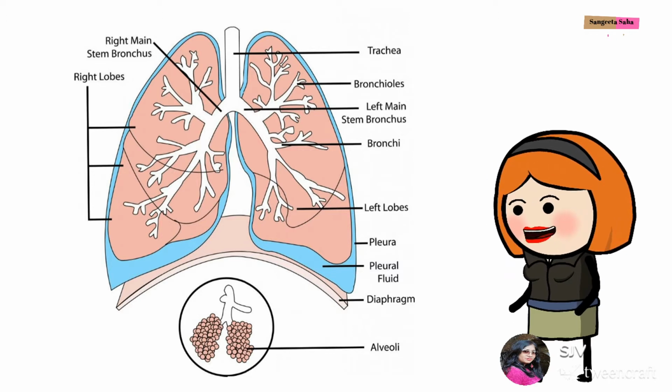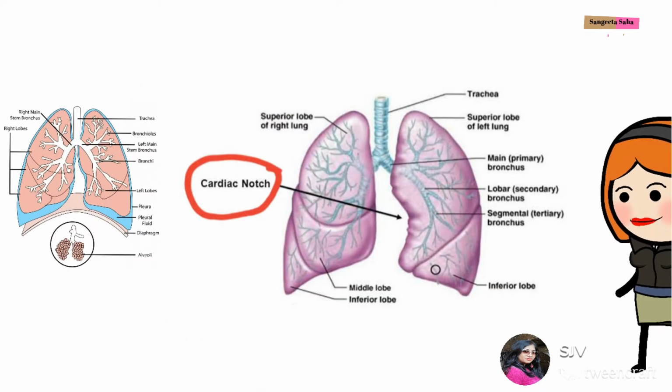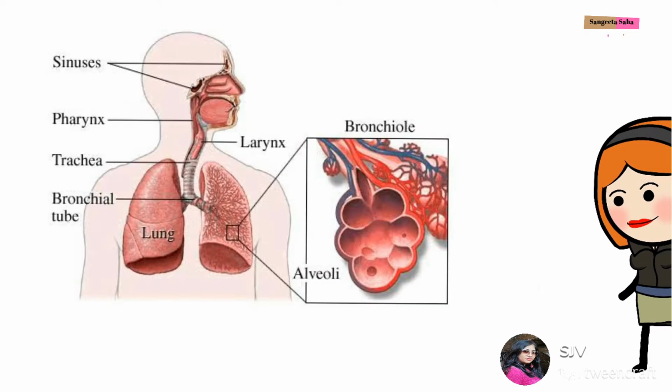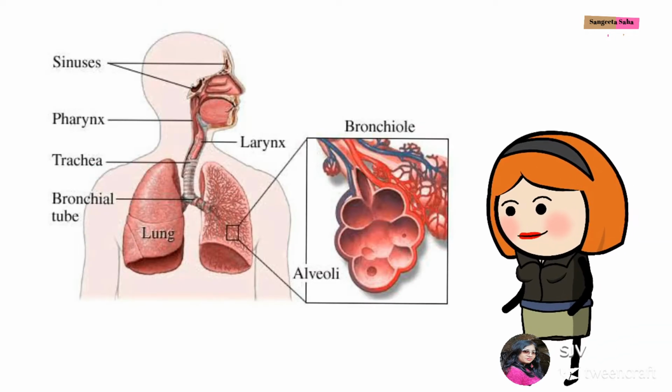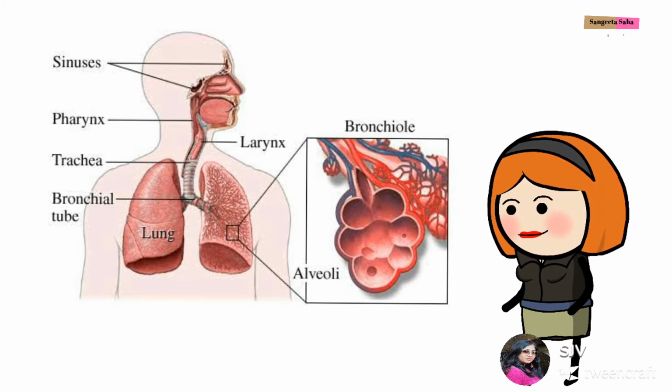Do you know why it is? Yes, it is to accommodate the space for the heart. And that is why the left lung is divided into 2 lobes and the right lung into 3 lobes. Not only that, the left lung has a depression known as the cardiac notch. Each lobe of the lungs is divided into lobules which are made up of alveoli that contain air.